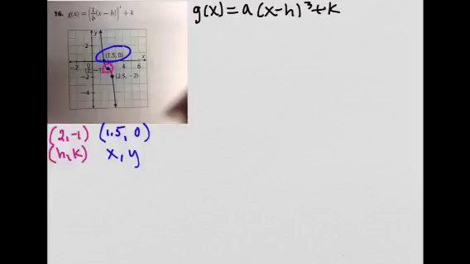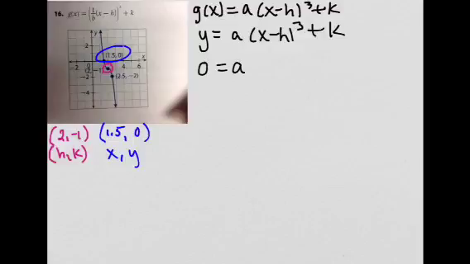Okay. So going over to the equation, remember g of x is y. And now I'm going to substitute. So for y, I'm going to replace that with a 0. For a, that's what I'm trying to figure out. For x, that's 1.5. For h, that's 2 cubed. And then for k, that's negative 1. So we simplify inside the parentheses and we get 1.5 minus 2 is negative 1/2.